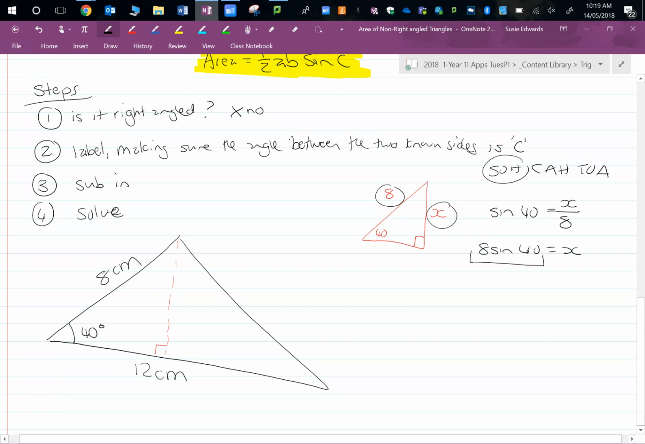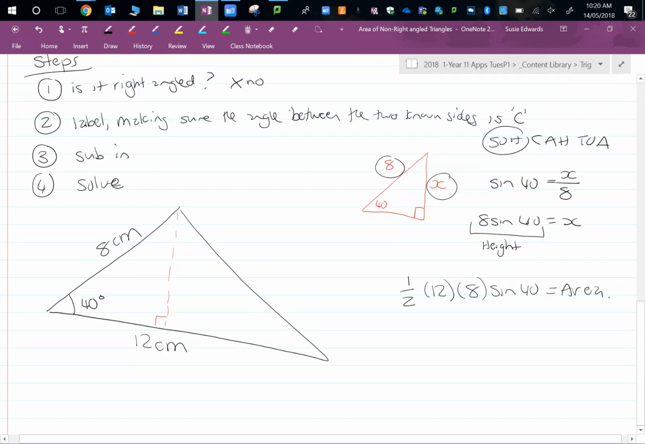is our height. So to find the area, half of the base times by the height would give me the area. Can everybody see that?